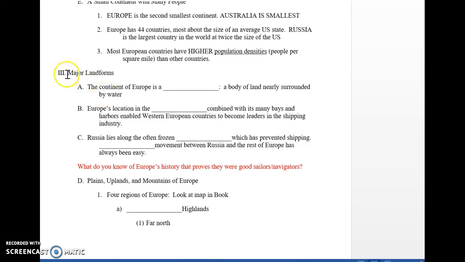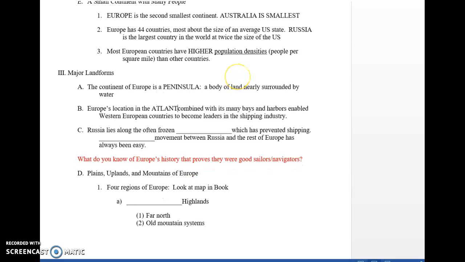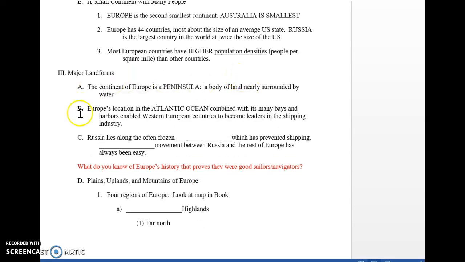For major landforms, this is our third major section. Remember, population density is the number of people per square mile. The continent of Europe is a peninsula, something we talked about already, which is a body of land nearly surrounded by water, usually on three sides. Europe's location in the blank, combined with its many bays and harbors, enabled Western European countries to become leaders in the shipping industry. This should be Atlantic Ocean.